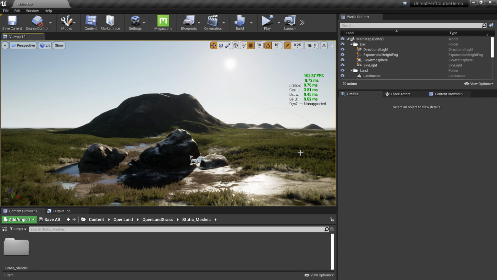Alright, I think now you have a clear understanding of frame rate and frame time, and also these three numbers: game, draw and GPU.